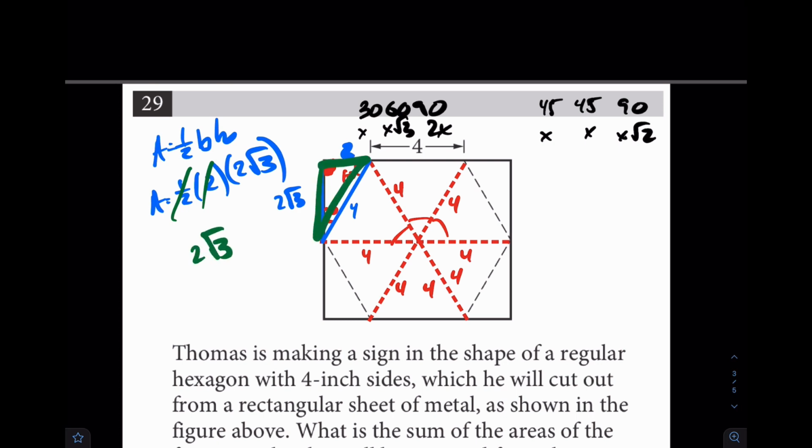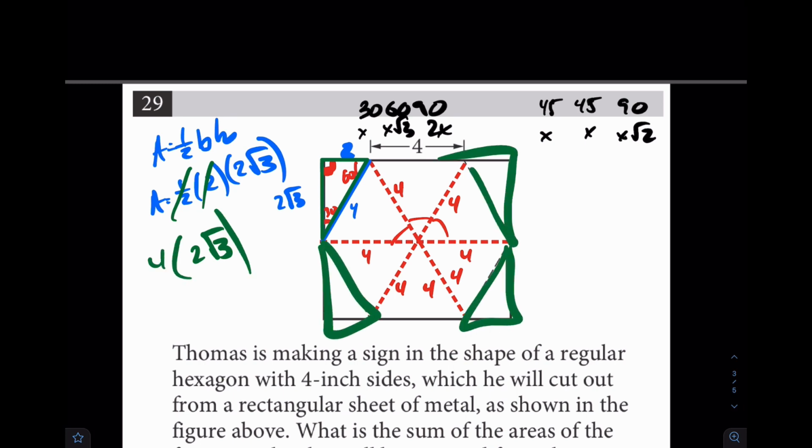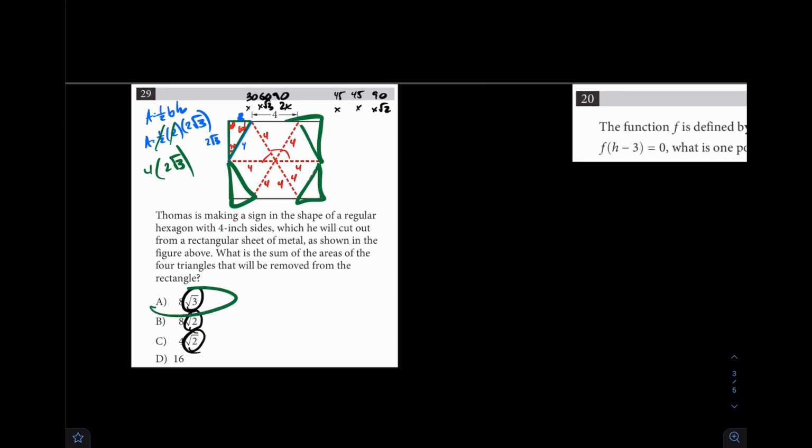But I don't just have one of those triangles, guys. How many of those triangles do I have? 1, 2, 3, 4. 4 times that, I'm going to get the answer of A. So that's another interesting geometry question, another tough one. This test was really, really tough on the geometry. But I'm going to keep going.